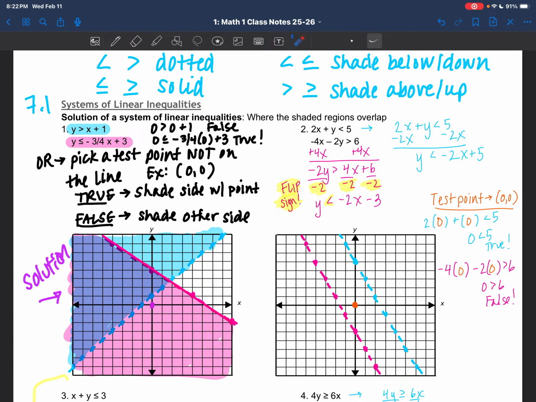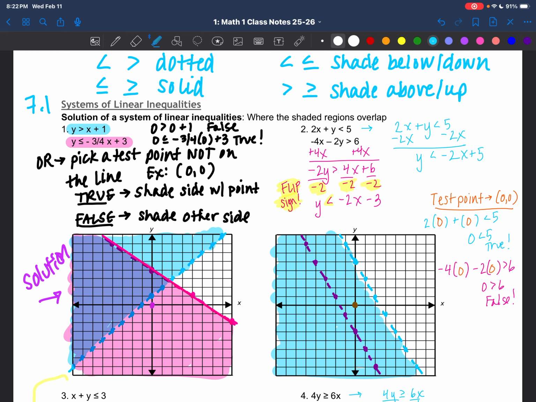So for my blue, I did my test point of 0, 0. So it says that it's true, that 0 is less than 5. So since it's true, I'm going to shade that direction with that point. Kind of sloppy coloring there, but you get the idea.